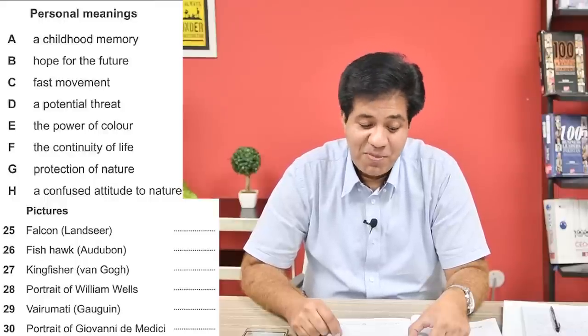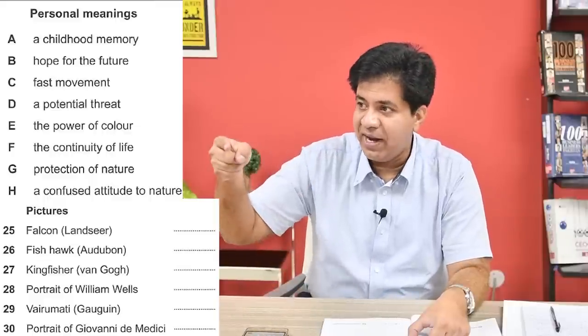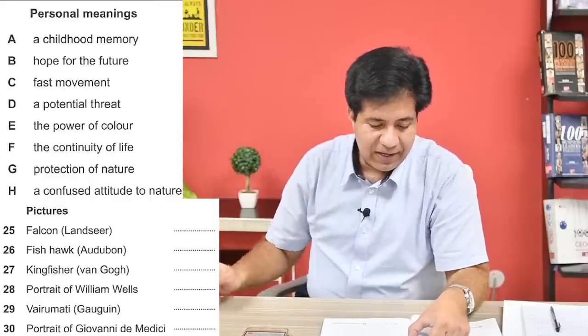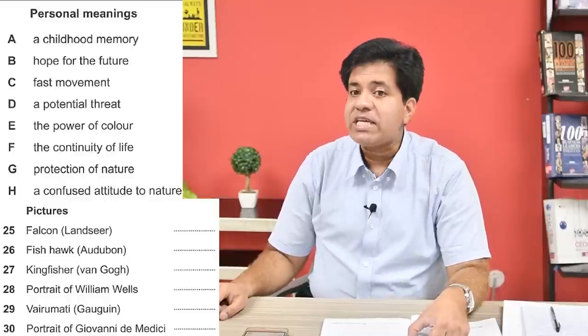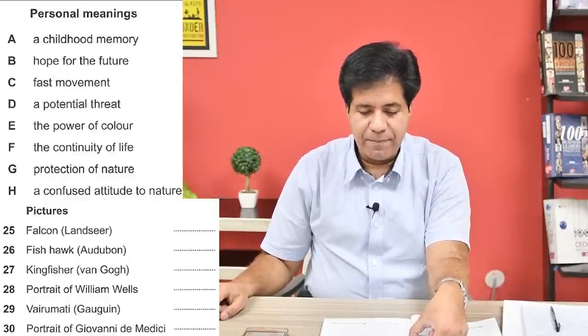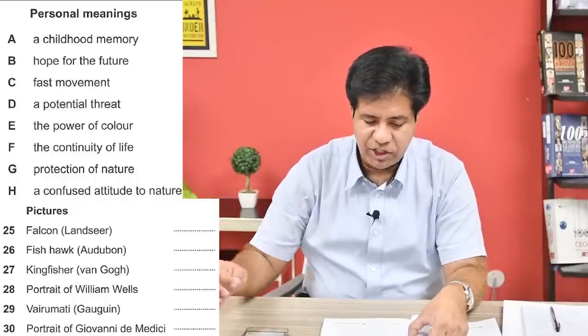Rapid motion. Thank God you guys understand. Fast movement and rapid motion. Exactly. Well done. Let's go on. So C for cat is the right answer, because of rapid motion and fast movement. Question number 27. Kingfisher.